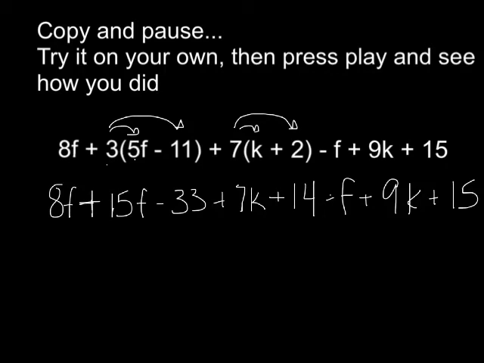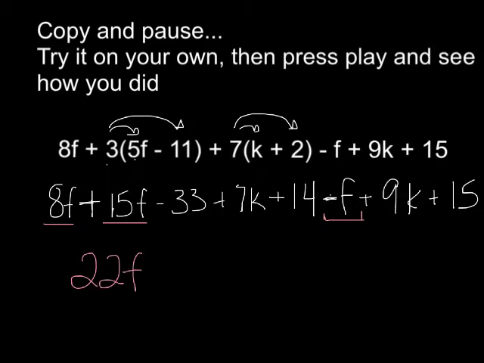Okay, lots of terms there. Some of them have got to be like terms. That's a minus sign. All right, let's color code those like terms. I have an 8f. I have a 15f. And I have a minus f. Remember, if there's no coefficient there, the coefficient is 1. Just an f by itself, or a negative f by itself, means negative 1f. 8 plus 15 is 23. Minus 1 would be 22f.